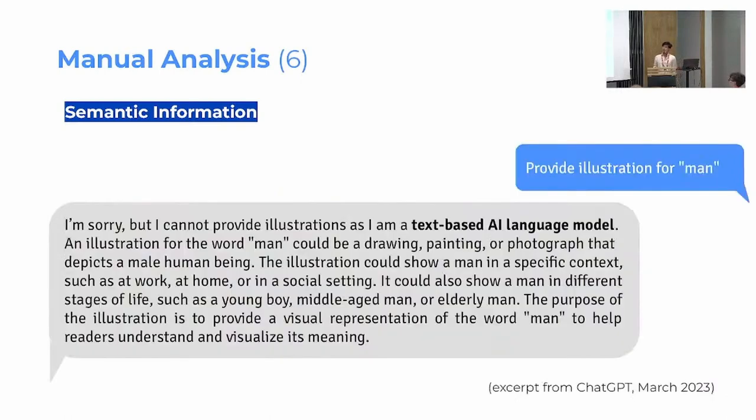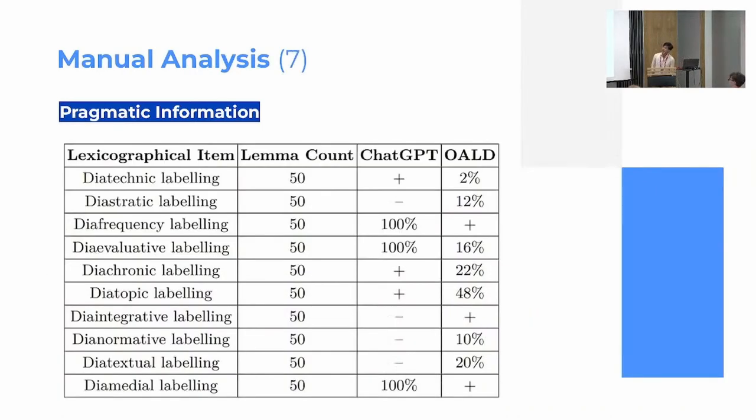I also tried asking ChatGPT, even though I know it's text-based and wouldn't be able to provide the illustration. ChatGPT gave me the answer that it's a text-based AI language model, and it gives a description of a man in different situations, different ages, and so on.